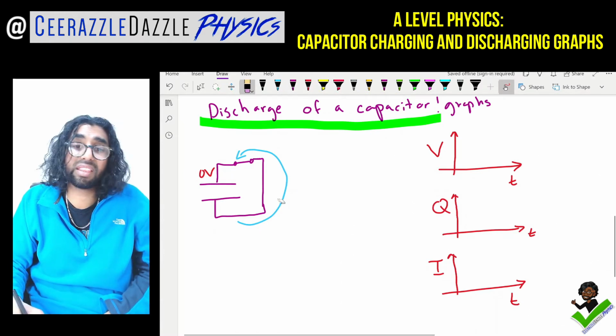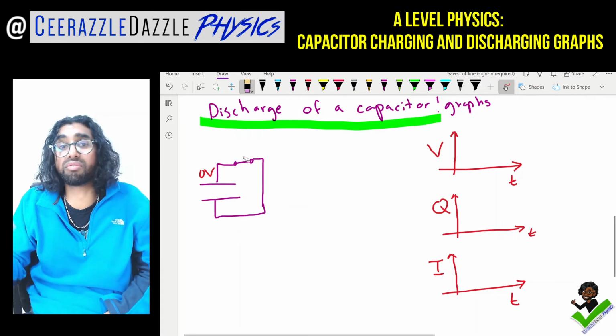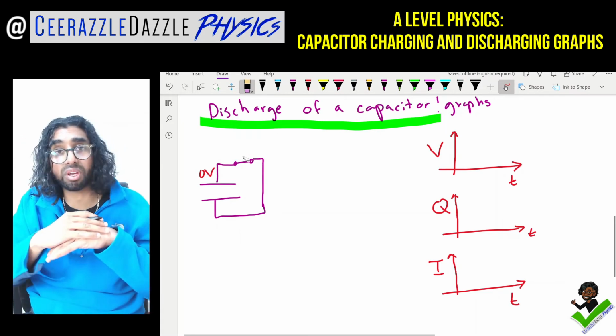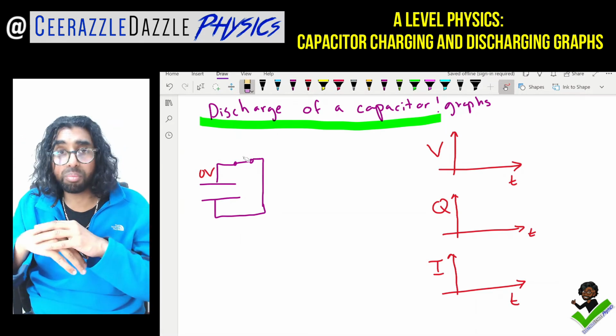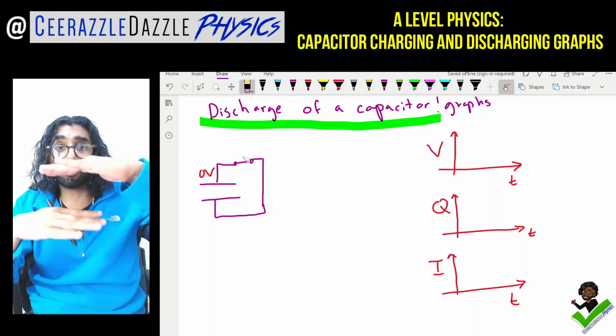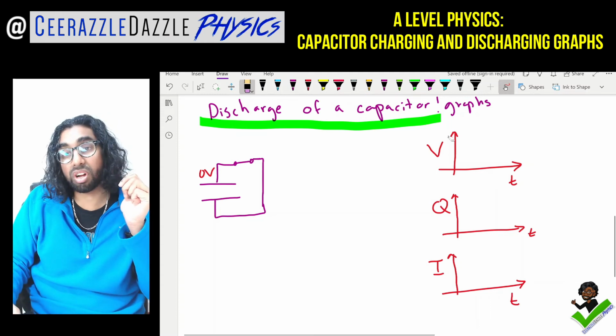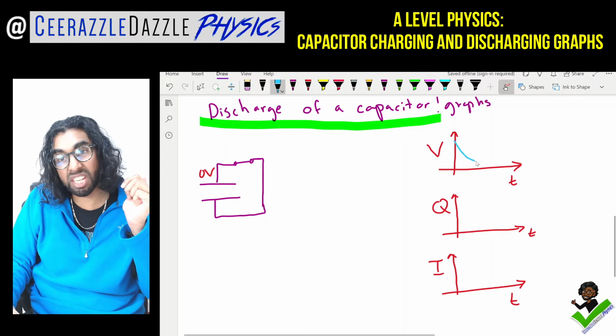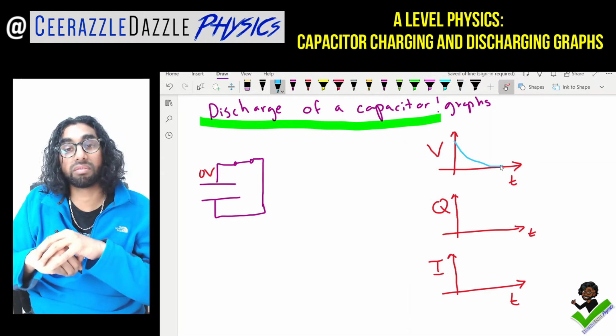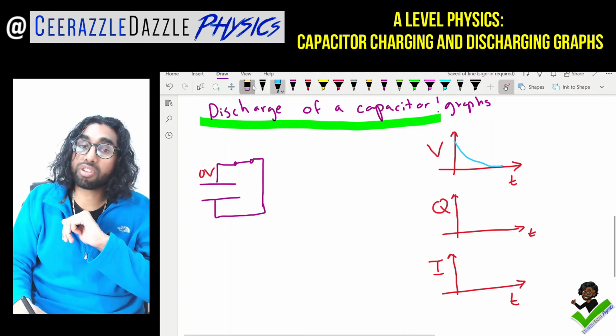Why? Because there will no longer be a potential difference between the two plates of the capacitor. So our voltage graph looks like this, guys. It starts off high at the start, it was 10 volts, but then it drops down to 0. Wonderful. What about now the charge against time?